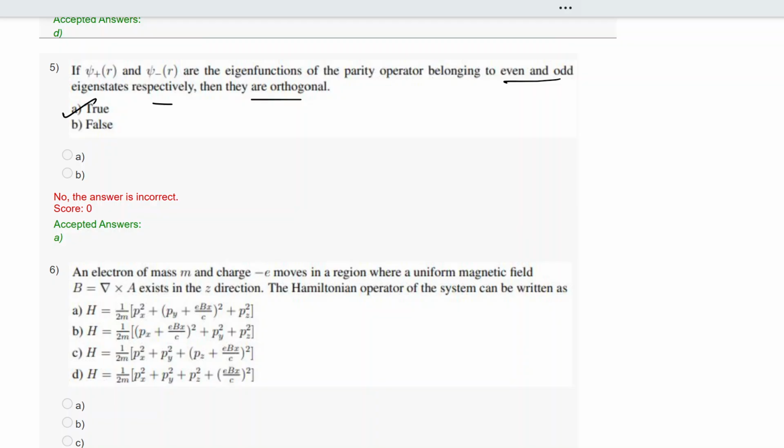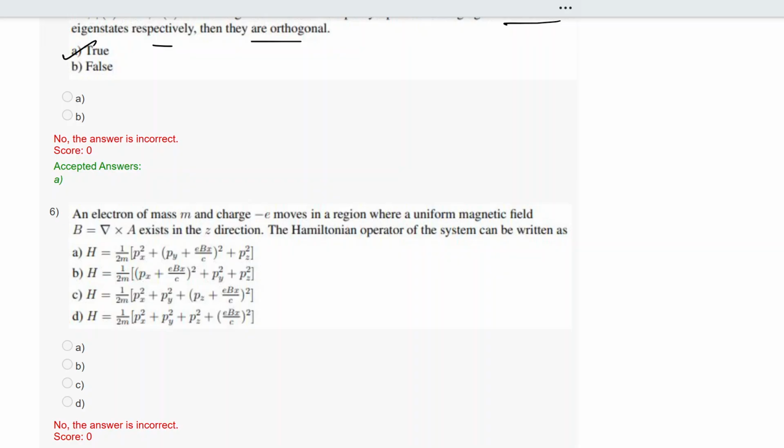So an electron of mass m and charge minus e. Now you know this is the charged particle in a magnetic field kind of problem. How does the Hamiltonian look like? You can directly say from that, but I'll be more specific, let me write down here. So this is a typical problem of a charged particle in a magnetic field B equal to curl of A.